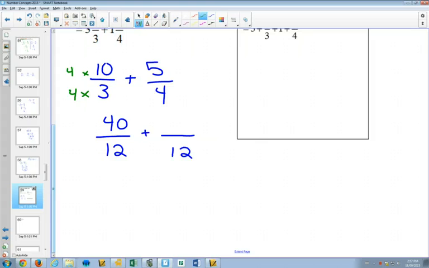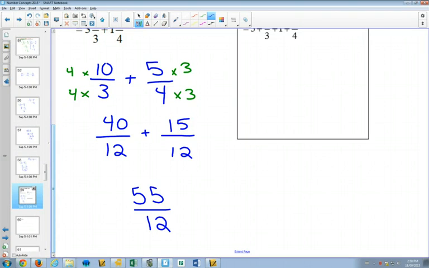In order to get our second fraction to have a denominator of 12, I'm going to need to multiply that 4 by 3. So I have to multiply the 5 by 3, which is going to give me 15. Add them up. What is 40 plus 15? 55 over 12. And there we have our final answer.